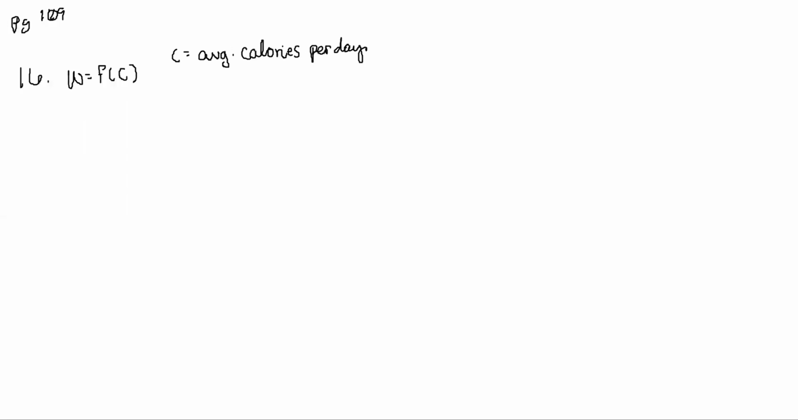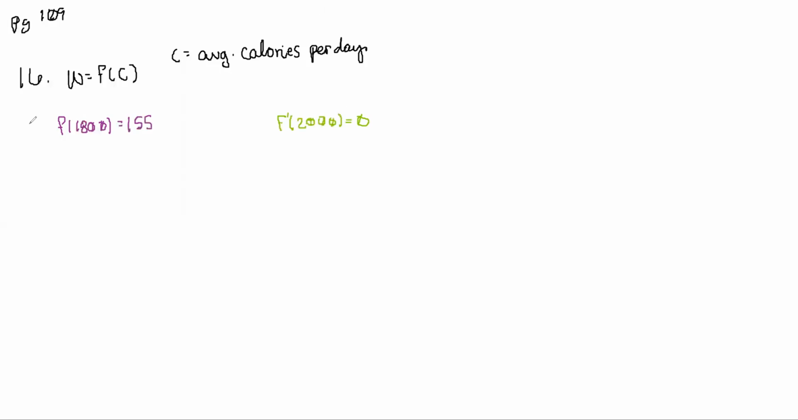Interpret the statements. F of 1800 is equal to 155. And F prime of 2000 is equal to 0.